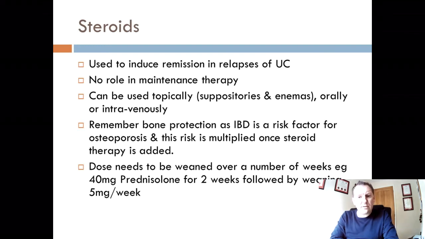Now, the dose of steroids needs to be weaned gradually over a number of weeks. This is a very different treatment course to things like COPD or asthma, where you just give a short, sharp 5-day course of steroids. We give them 40 milligrams of prednisolone for 2 weeks, and then we'll wean it by 5 milligrams a week. So they're on it for quite a number of weeks in total in order to get them better. If you use short courses or you wean them too quickly, then they will just flare up again.